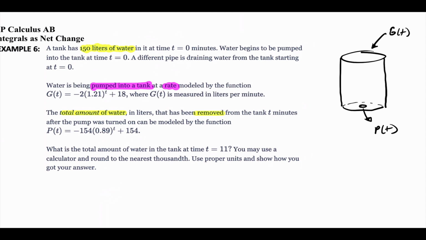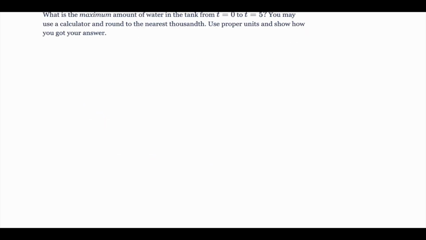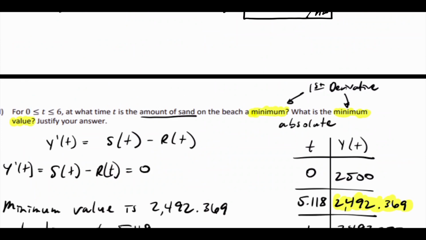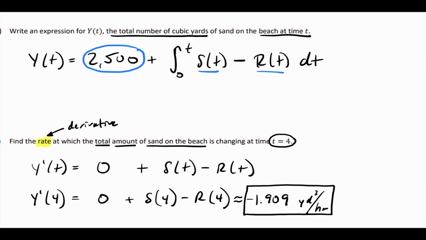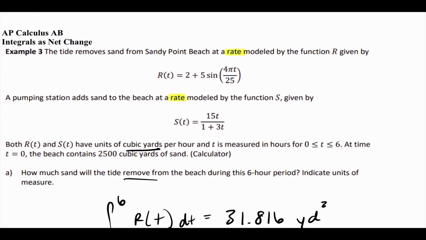The total amount of water that has been removed from the tank after the pump was turned on is modeled by P of t. Obviously one refers to the water going in, one refers to the water going out. But to answer this question, you have to know the difference between P and G. What's the difference between P and G, besides one going in and one going out? G is a rate, but P is a total. Exactly. They're both not rates. So it's not apples to apples with the question we did with sand, where both of them are rates.